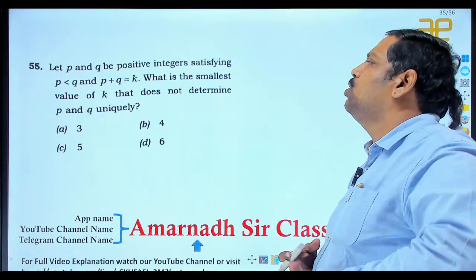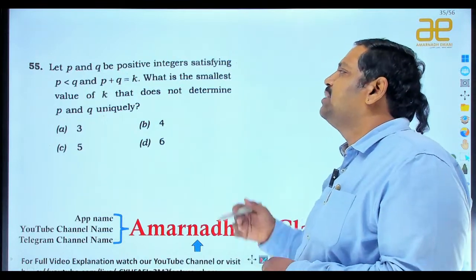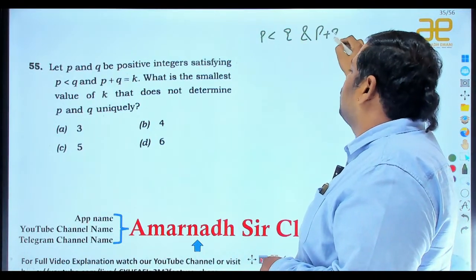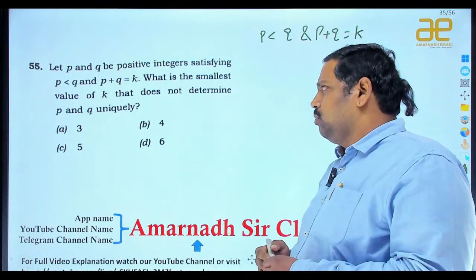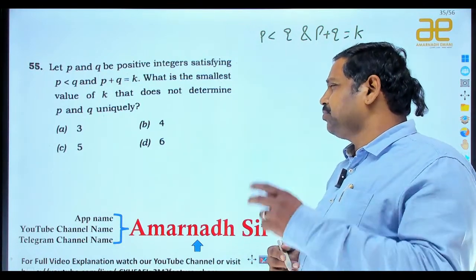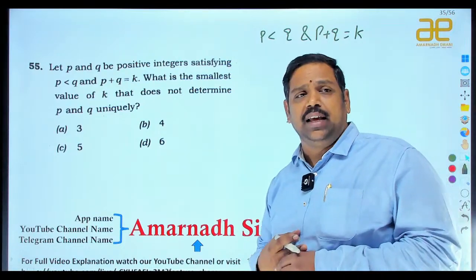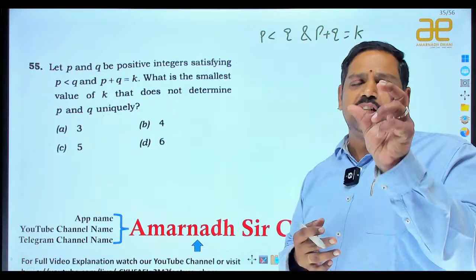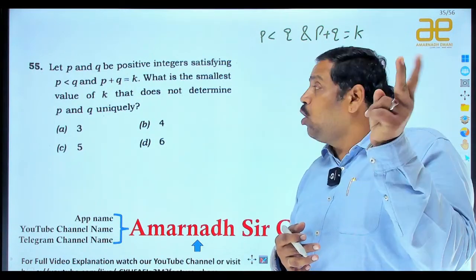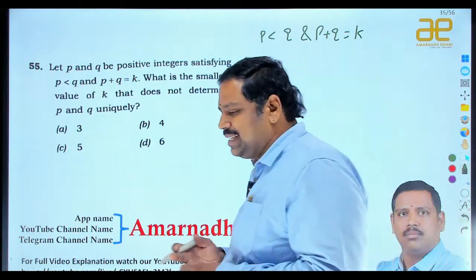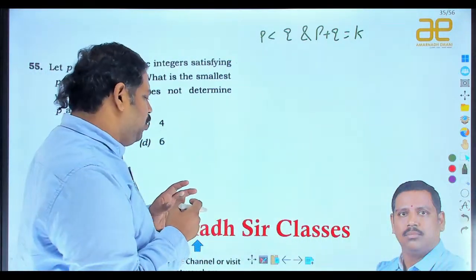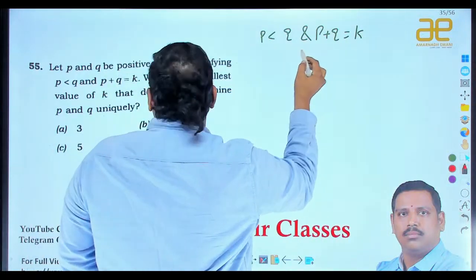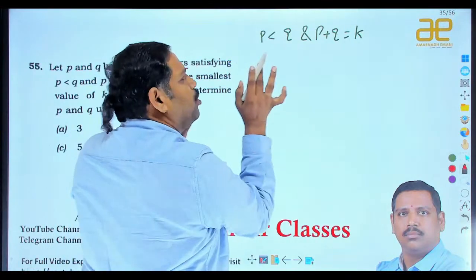Let P and Q be positive integers satisfying P less than Q, and P plus Q is equal to some constant K. What is the smallest value of K that does not determine P and Q uniquely? First we have to understand the meaning of the question. He is asking about the least value of K such that it does not determine P and Q uniquely. P plus Q is equal to K, P is less than Q, and both are positive integers, meaning natural numbers.